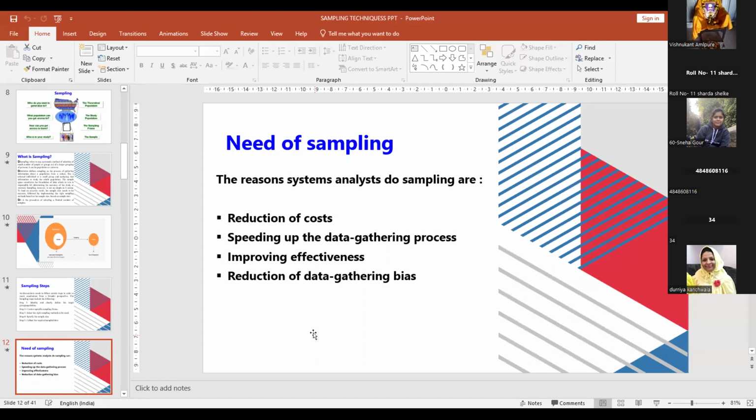Because if you see, one basic reason for using samples is that the population may often be so large that it may not be possible to collect information from all the individuals or groups who compose it. So that's why the need of sampling is very crucial for reduction of cost. And another one, the speeding of the data gathering process, improving effectiveness also, and minimizing the bias of the data gathering. So this is the need of the sampling.